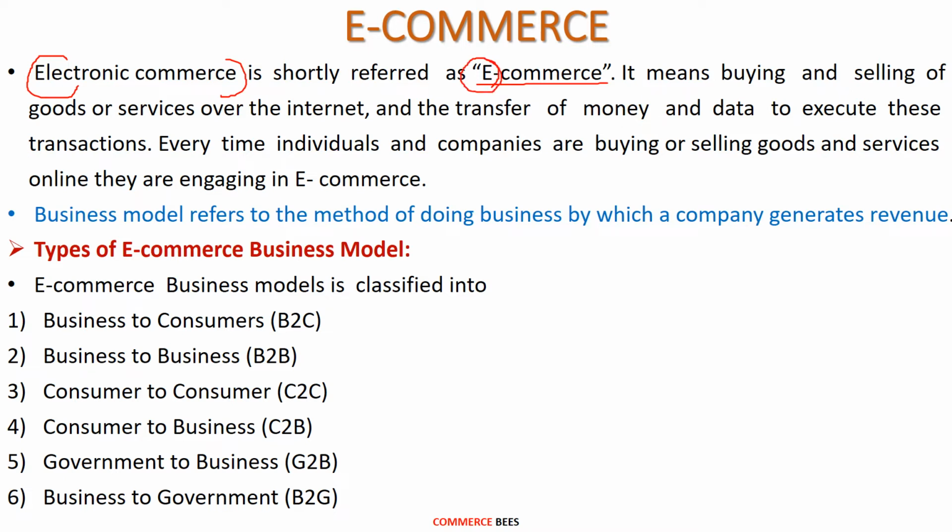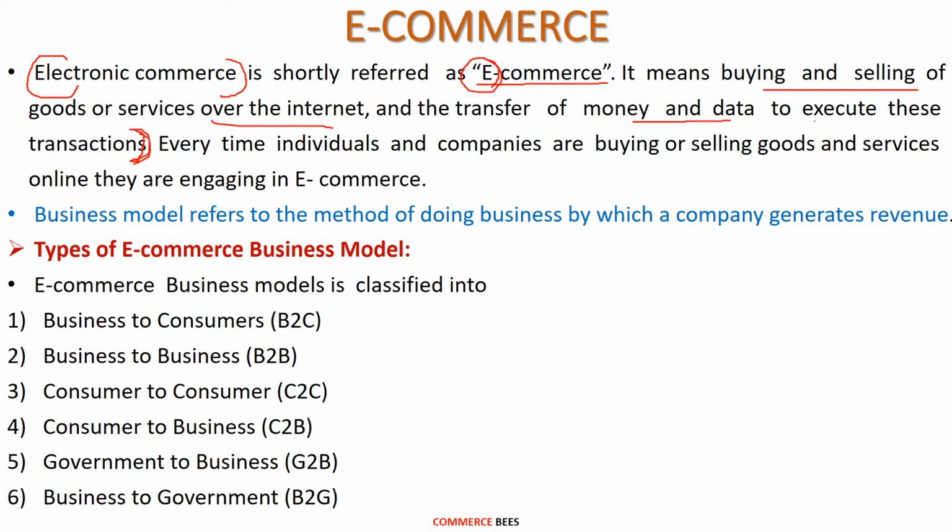It means buying and selling of goods or services over the internet and the transfer of money and data to execute these transactions. When the buying and selling of goods and services is taking place online, that is over the internet, then we are calling it e-commerce. If a person wants to buy goods online, he has to select the goods, he has to transfer the money, and he has to provide the data. For example, he has to provide his address, mobile number, and pin code number. All these are called data to successfully execute the transaction.